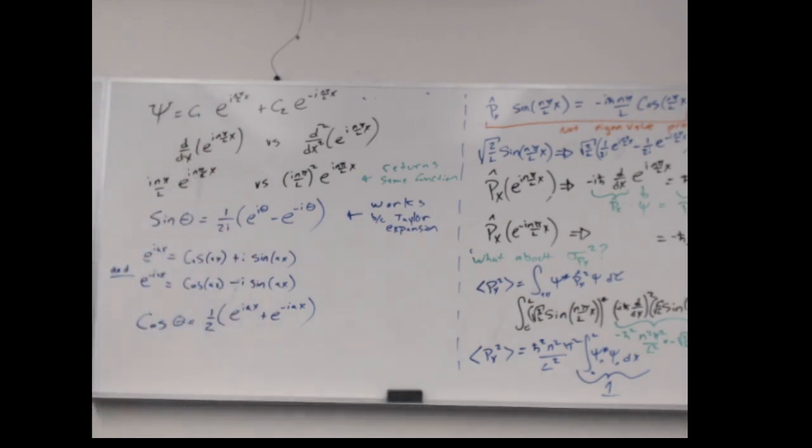So here's the interesting part. This deviation with respect to x gets worse as the box gets bigger. Right? It's proportional to L. If the box is bigger, we know less and less about the position. If the box gets smaller, we know more and more about position.